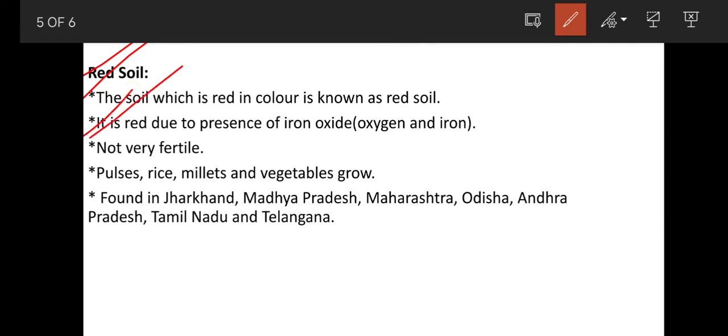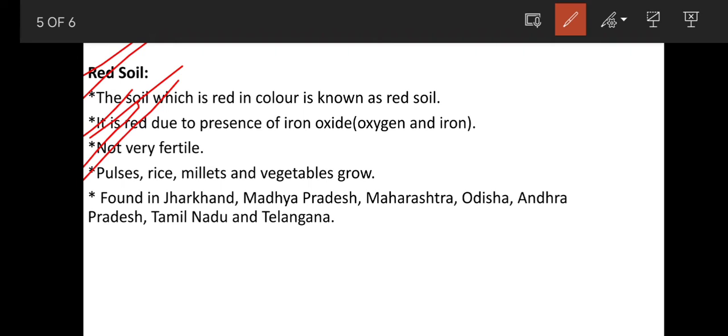It means in red soil we will find iron oxide, which is a compound of oxygen and iron. Oxygen and iron combine together and form iron oxide. And these types of soils are not very fertile. It means they are not very good for growing crops.